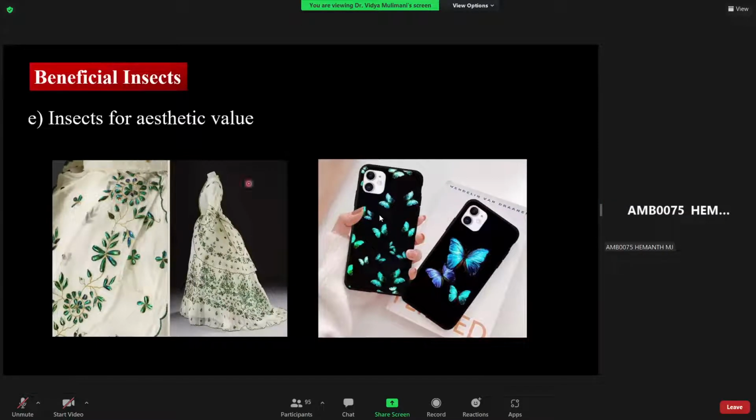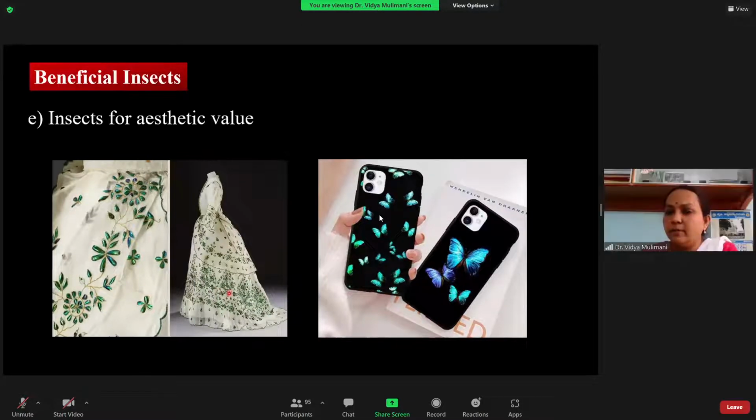Jewel beetle. The jewel beetles have ornamental value. You can see that for the beautification of the dress, they are using the elytra, but it is not from India. It is from outside. Okay. So this is what we call the aesthetic value of the insect. All these come under the beneficial insects.